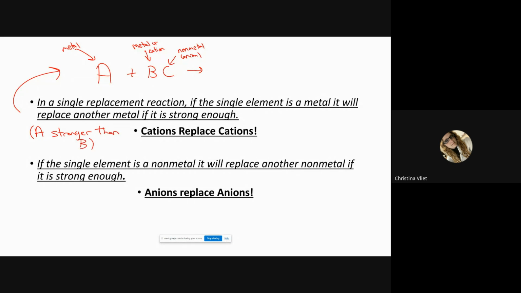Then what will happen is that A takes B's spot in the compound and kicks B out. It replaces B. And so you've got AC plus B as your result. A takes the spot of B and B gets kicked out.